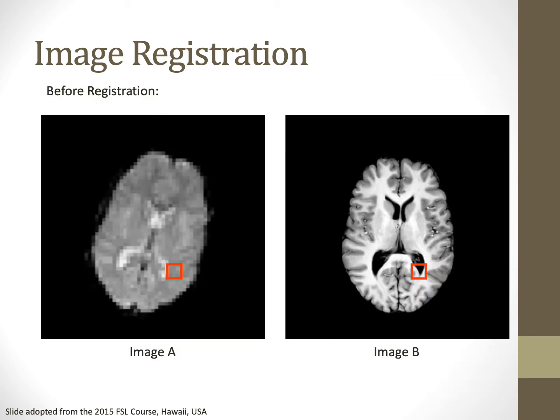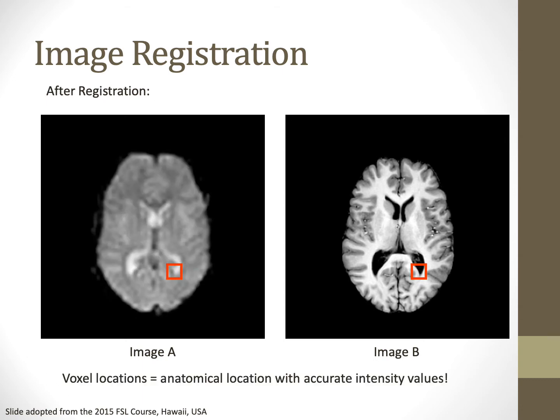Before registration, we typically see a scenario like so. Image A corresponds to an individual subject that we acquired on our MRI scanner. Their head orientation is not exactly ideal, and if we were to try to look at a corresponding voxel in image A and try to align and match that to our template space in image B, we would see that those areas of the brain are not lined up, they do not match.